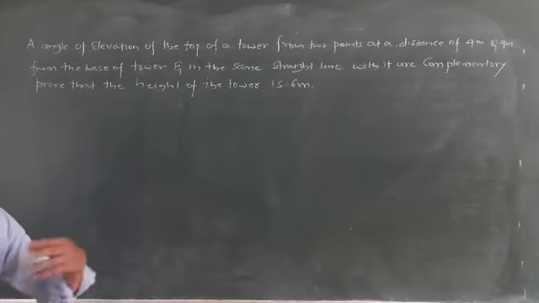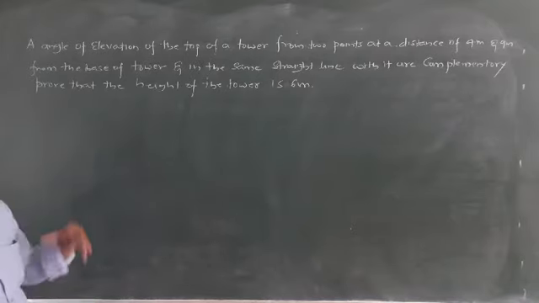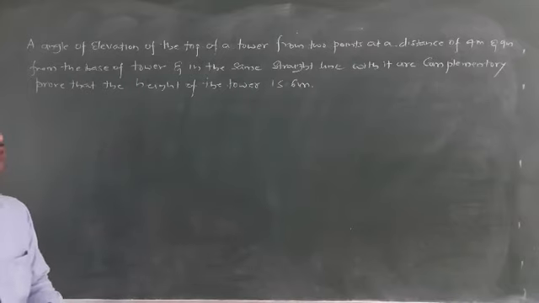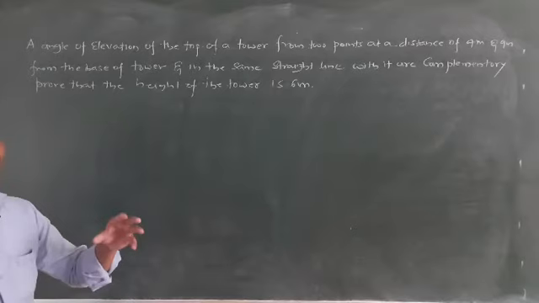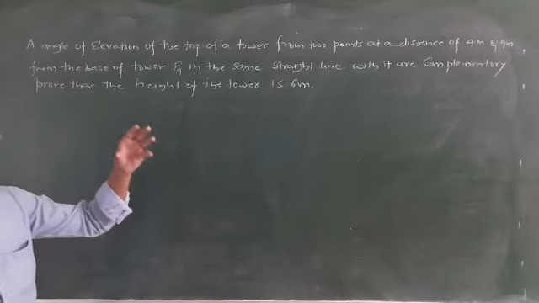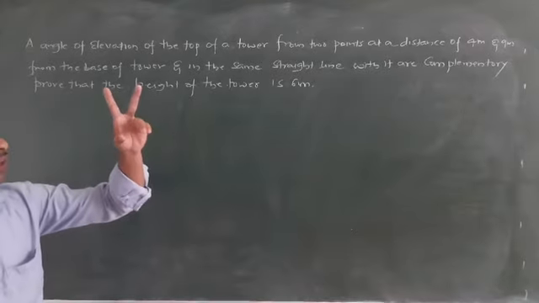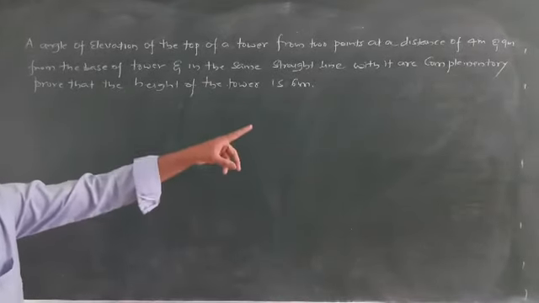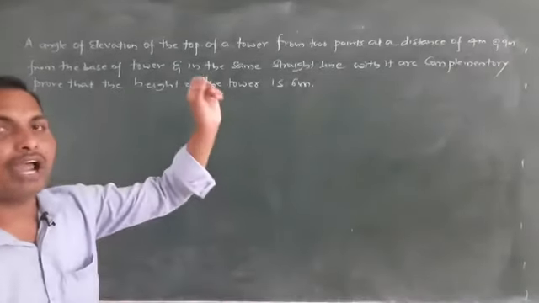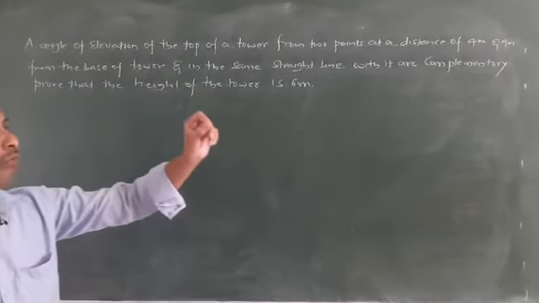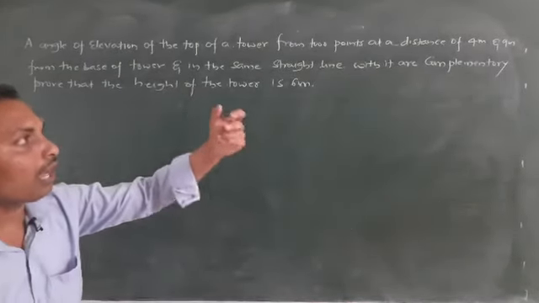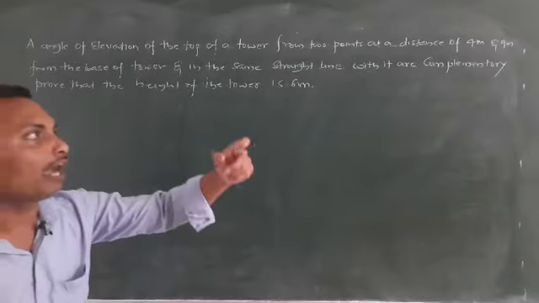Dear students, let me read this question one more time. The angle of elevation of the top of a tower from the 2 points. The angle of elevation is given here. How many points do we have here? 2 points at a distance of 4 meter and 9 meter. From one point it is 4 meter, and from another point it is 9 meter.